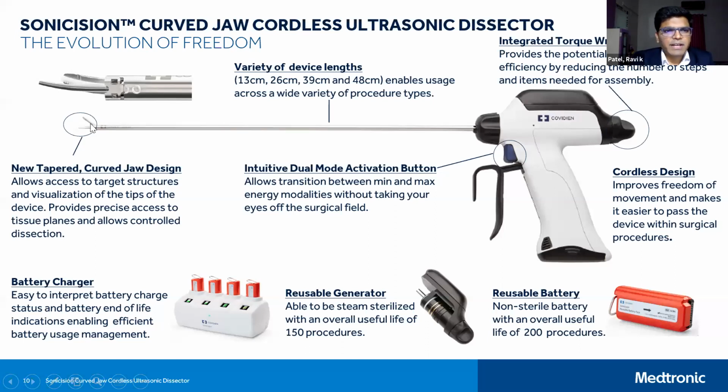This is our curved jaw design, as being shown here. And we have 4 shaft lengths available: 13 centimeter, 26 centimeter, 39 centimeter, and 48 centimeter, which will be very useful in the bariatric cases. So open procedure, laparoscopic procedure, and the bariatric procedures, or surgery in obese patients. So that's how the overall Sonicision device is designed.